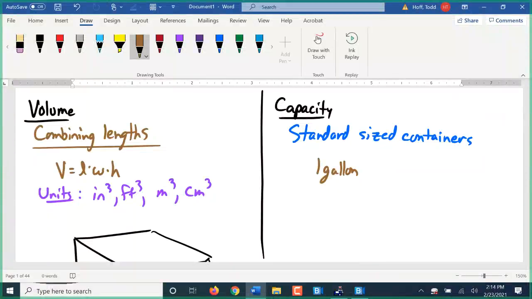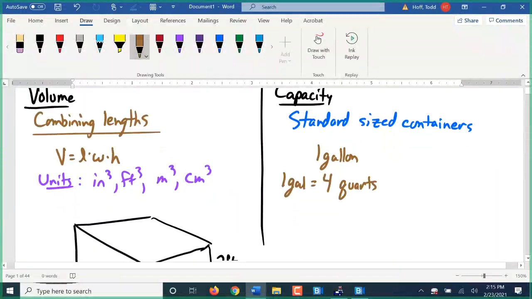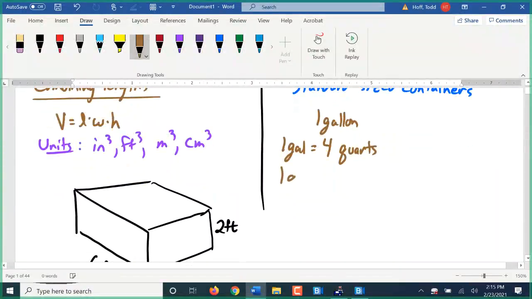Smaller than a gallon, we have quarts. Now, the word quart actually comes from a shortening of the word quarter gallon. So that means there's 4 of them in a gallon. One quart, which is abbreviated QT. So the quart obviously is defined as part of a gallon, as a fourth of a gallon.